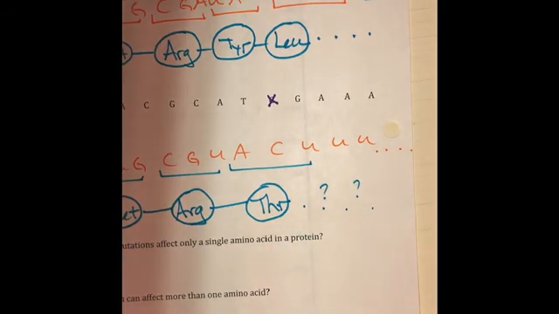So these are really the major types of mutations. There is one last example to show you. I'm not going to have you write out this particular DNA strand.